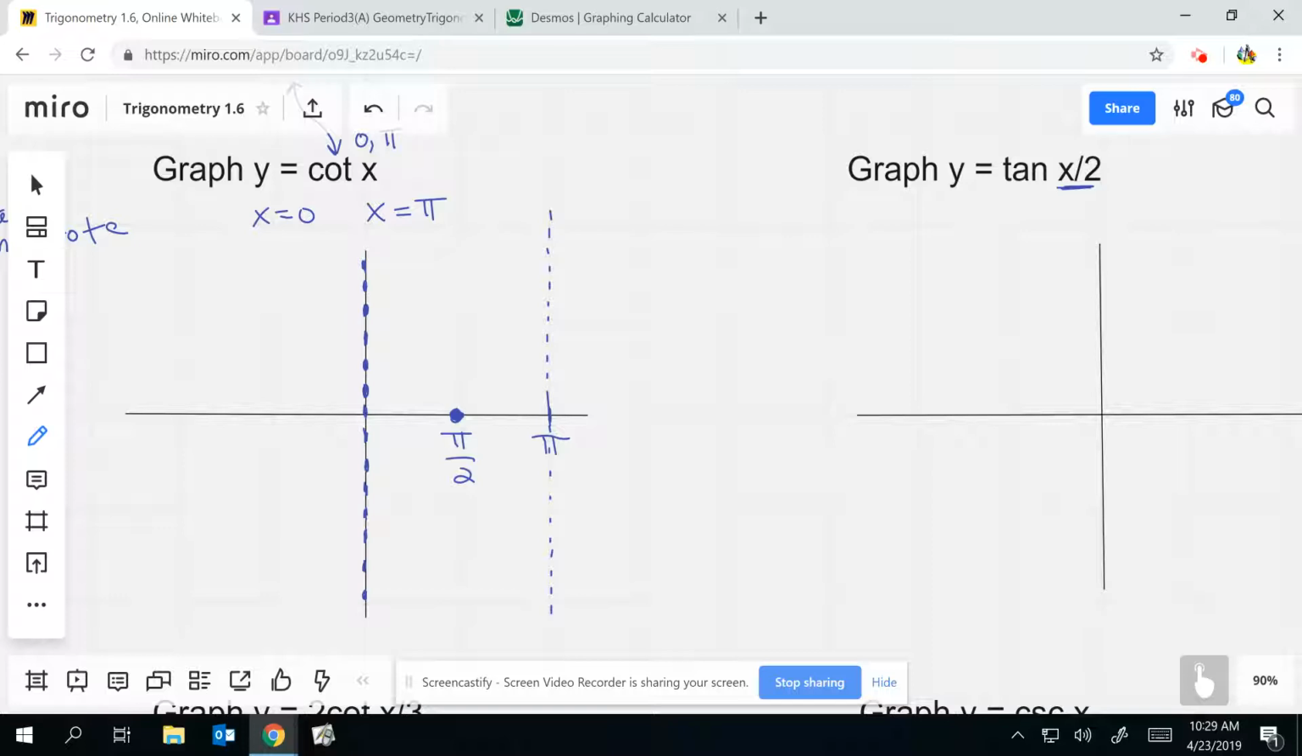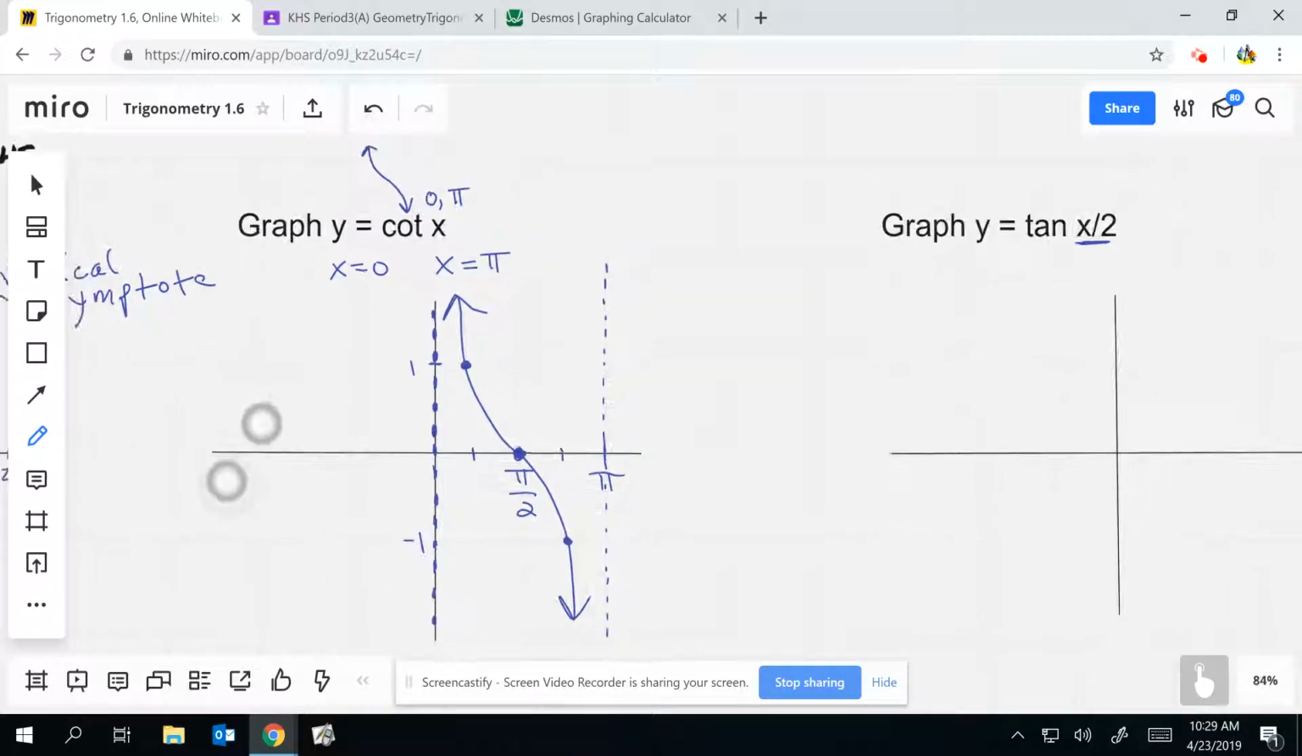And you know your cotan is going to go up on the left. So if I go halfway and up 1, that's going to be a dot on the left. And then halfway and down 1 is going to be a dot on the right. And that's a curved graph. It's a curved graph.